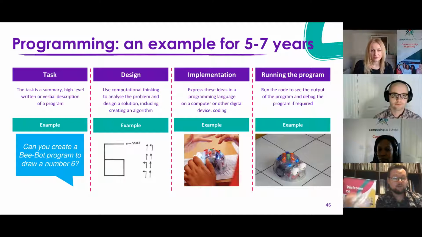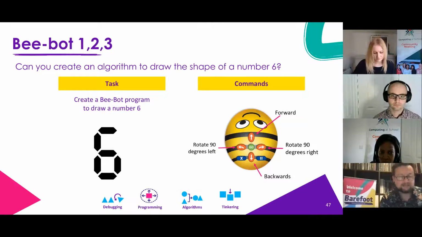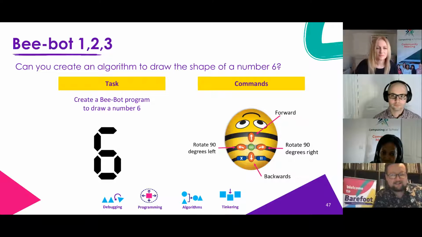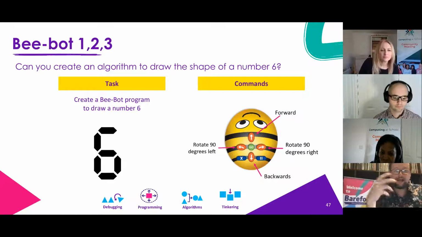So we're going to do another quick activity now, and Neil, Beverly and Wendy are going to participate as well. So let's have a go at writing the algorithm to draw the digit 6. And you can follow along, have a go, pop your algorithm into the chat. And algorithms are written for humans, so they can be whatever form you want.